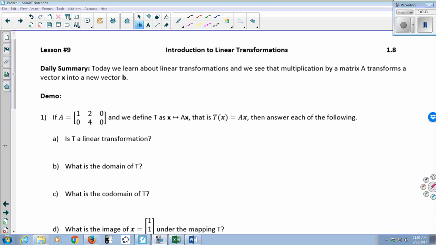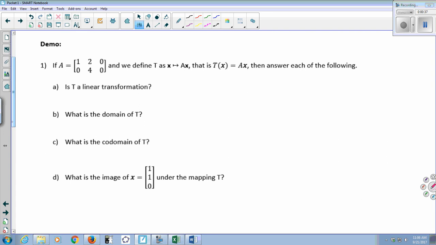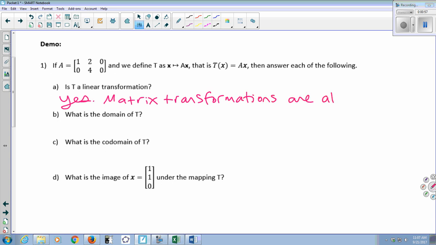So is T a linear transformation? We're going to talk about what a linear transformation is in a minute. But in the reading, you should have learned that matrix multiplication is always a linear transformation. So this is yes. Matrix transformations are always linear.